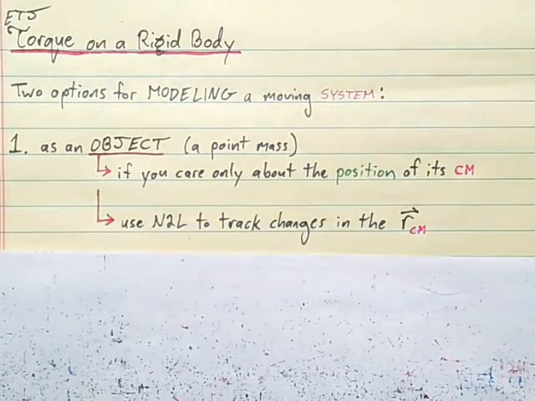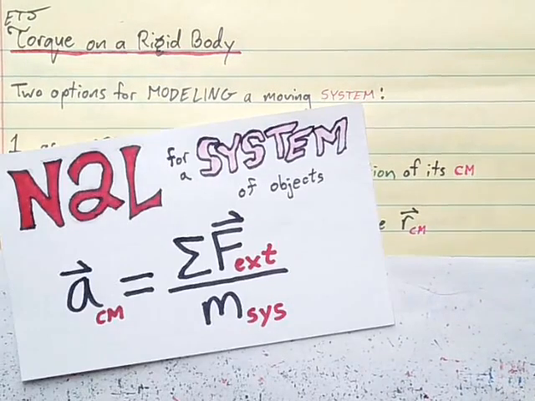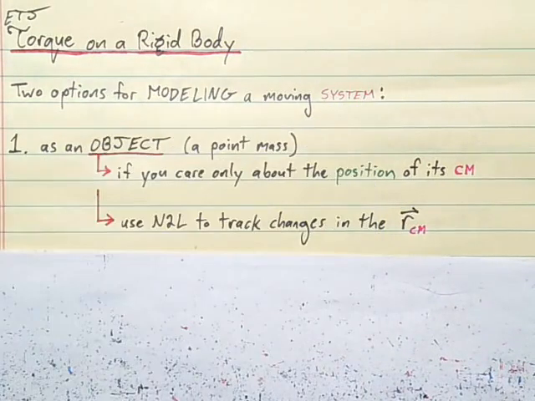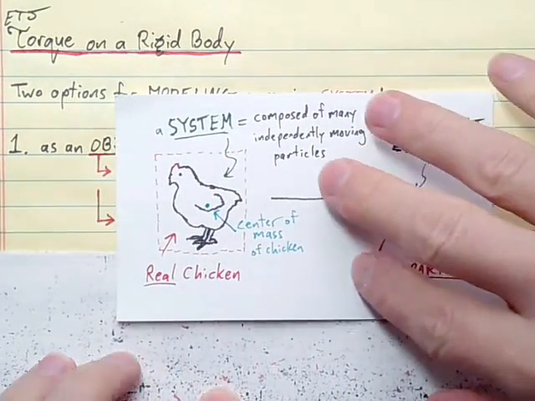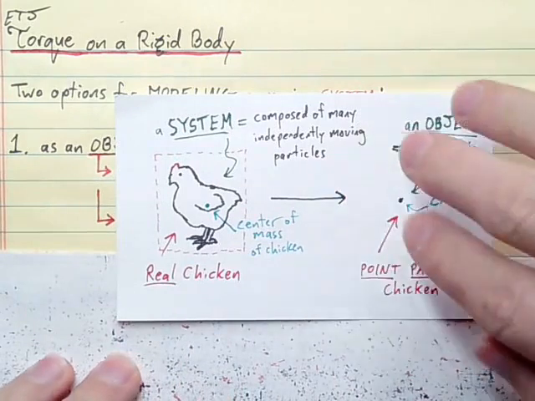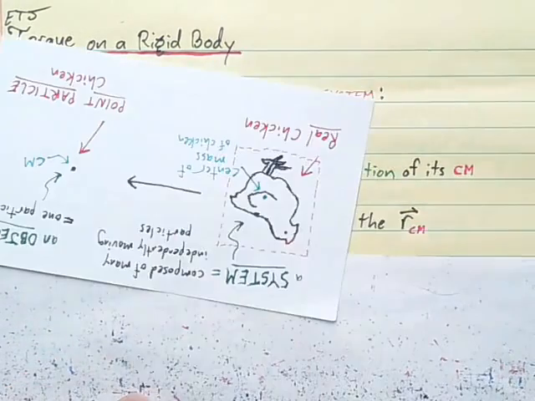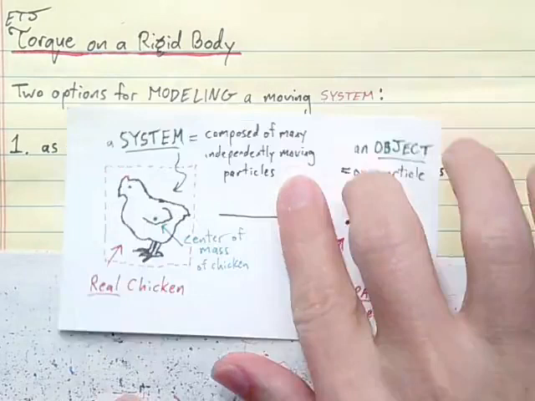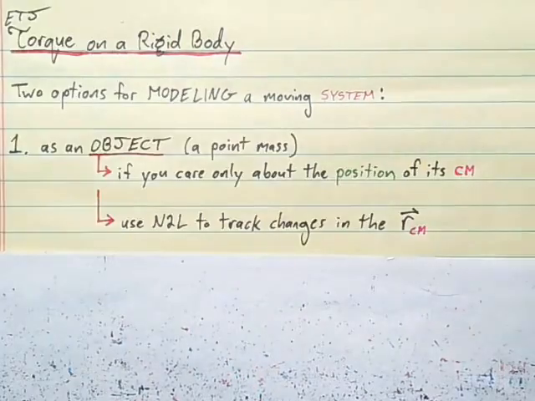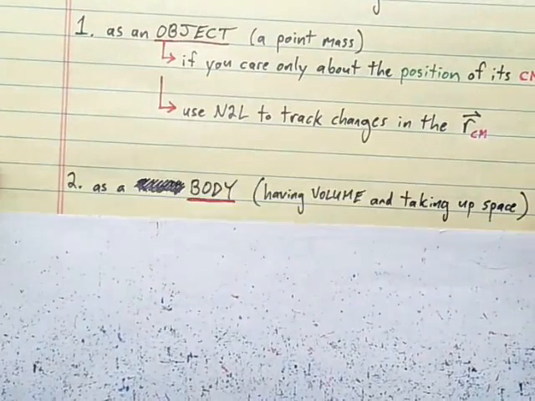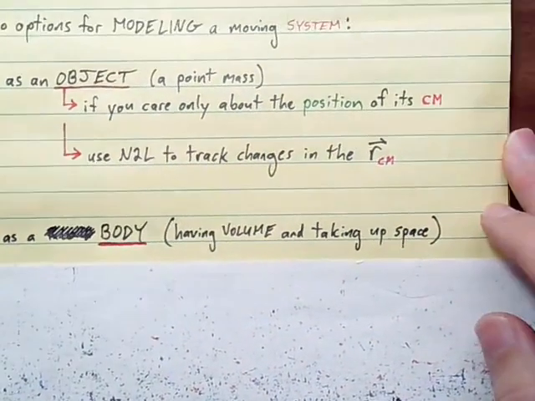And the physics we need is Newton's second law for a system. This tells us everything we would want to know about how the center of mass of the chicken is going to move. So that's perfectly good as long as we only care about where the center of mass is. But if we also care about, say, the orientation of the chicken, if we care about whether the chicken is right side up or upside down or spinning around in any way, if we care about orientation, then we need a more sophisticated model. So model number two is as a body.